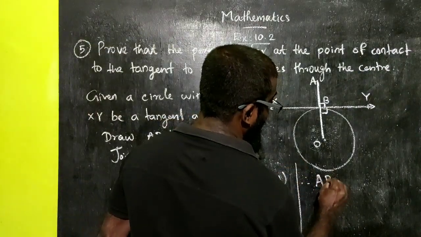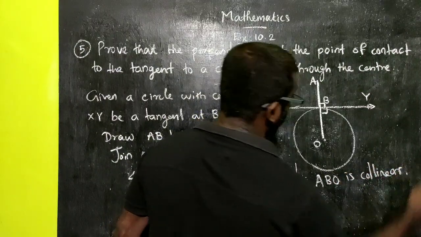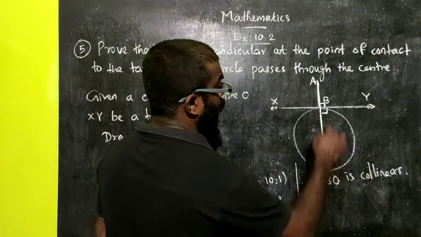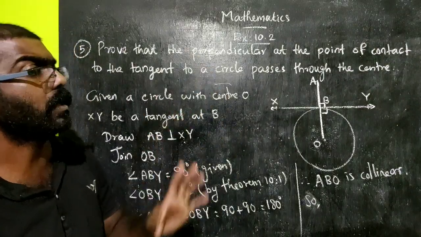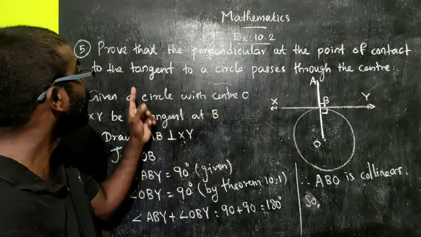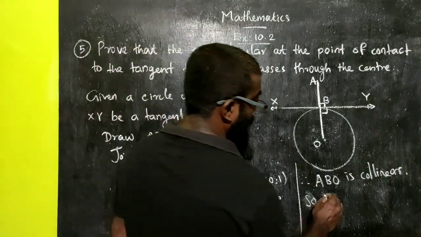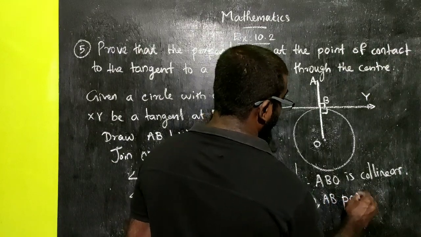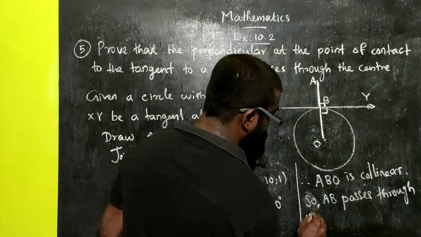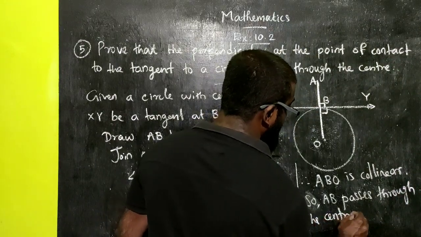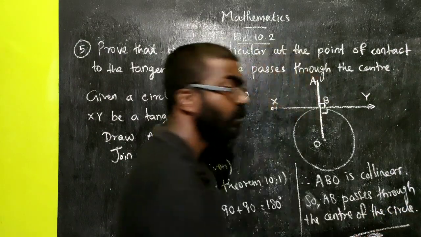Therefore, A, B, O are collinear. That means they lie on the same line. So we can write that AB passes through the center of the circle. The perpendicular at the point of contact to the tangent to a circle passes through the center of the circle. Understood?